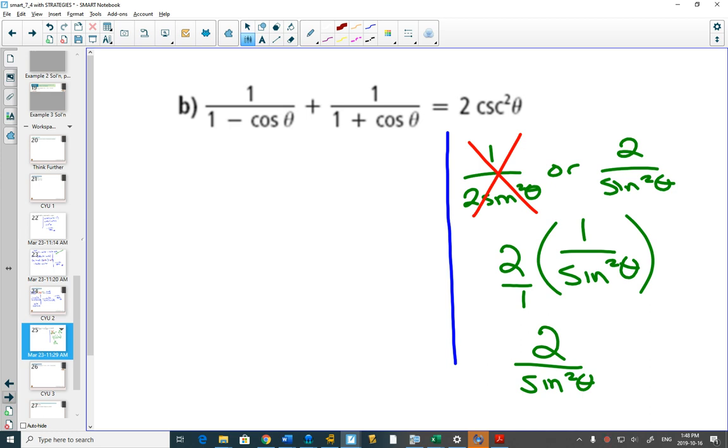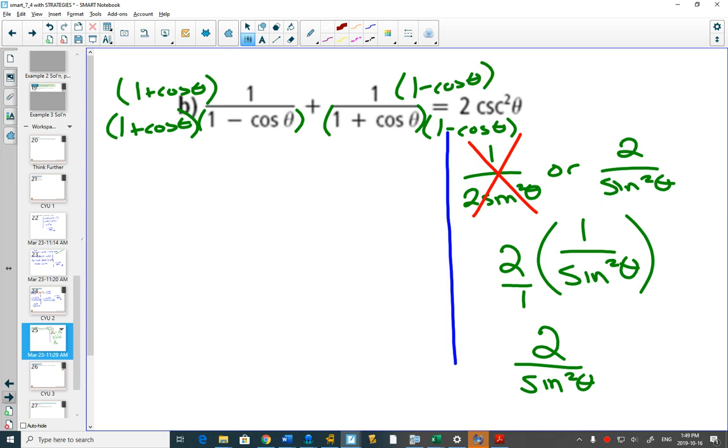Now, for my left-hand side, I don't have a single fraction. How do I add fractions? I need a common denominator. What would my common denominator be? Well, I would need to multiply this one by 1 plus cos theta over 1 plus cos theta. And I would need to multiply this one by 1 minus cos theta over 1 minus cos theta.